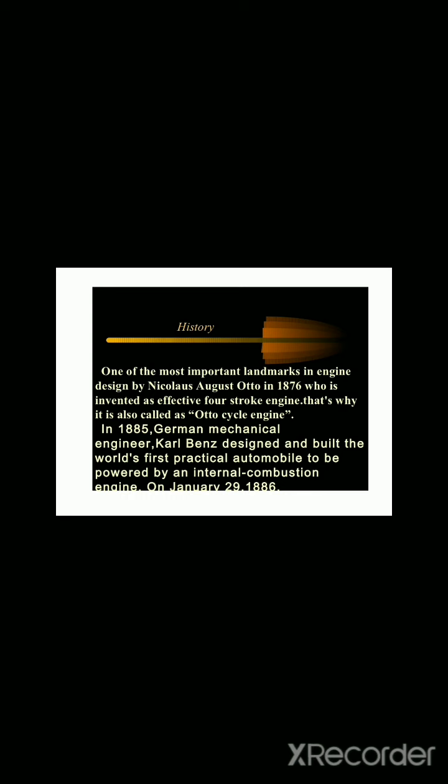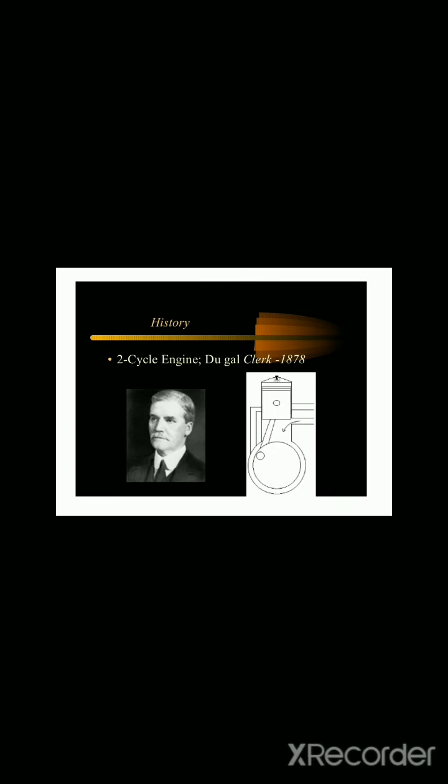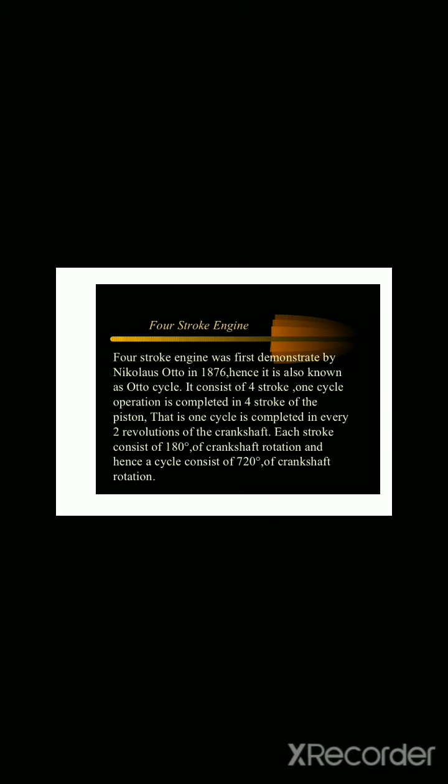In 1885, German mechanical engineer Karl Benz designed and built the world's first practical automobile to be powered by an internal combustion engine, on January 29, 1886. The two-stroke engine was by Dugald Clerk in 1878. The four-stroke engine was first demonstrated by Nicholas Otto in 1876.